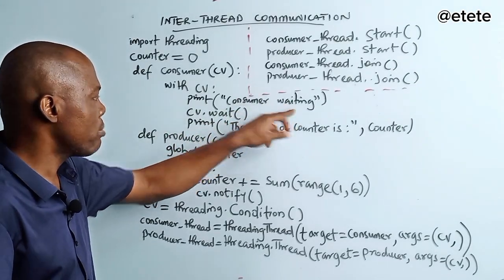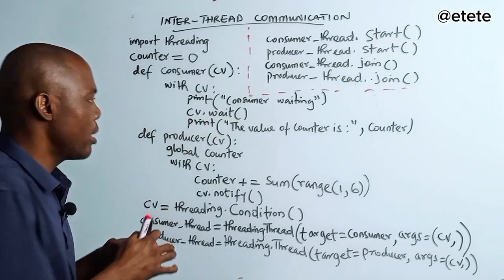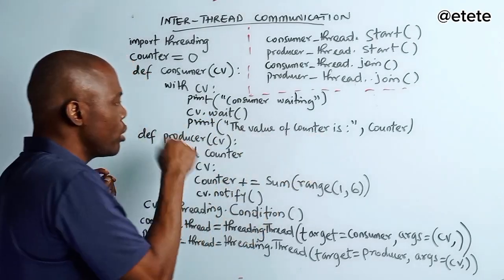Now, once it prints this consumer waiting, it will call the wait method. So it will go into sleep. It will not print out this one. It will go into sleep.